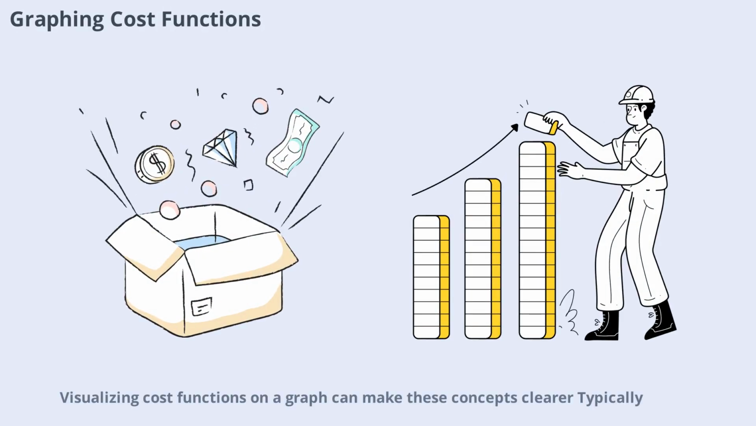Visualizing cost functions on a graph can make these concepts clearer. Typically, the horizontal axis shows the quantity produced, while the vertical axis shows cost. Fixed costs appear as a horizontal line since they don't change with output. Variable and total costs slope upward as production increases. These graphs help businesses see how costs behave at different production levels and identify the most efficient scale of operation.